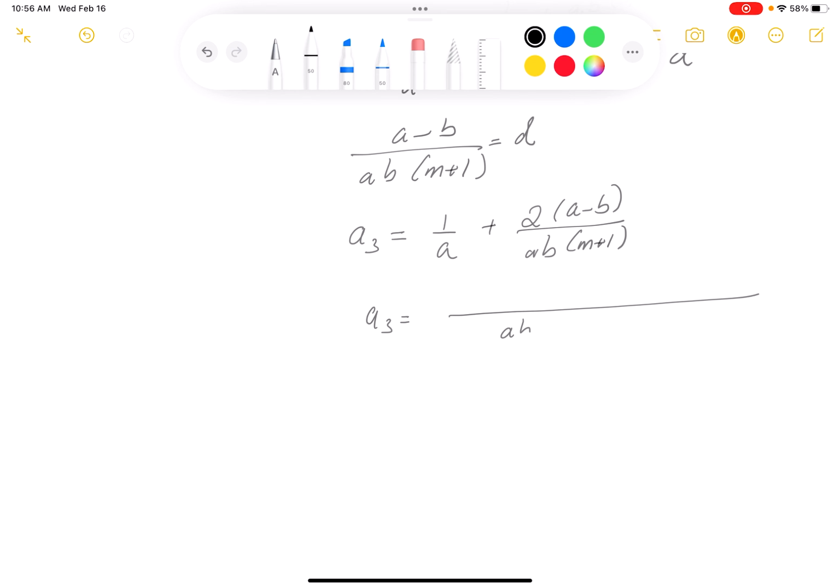So I'm going to say AB, M plus 1. That's not so bad. And then it's going to be B, M plus 1 plus 2 times A minus B. That's what A3 is. And then the question is, what did they want? They wanted H3. Well, just take the reciprocal. Let's write this down. Then we'll look at the key.